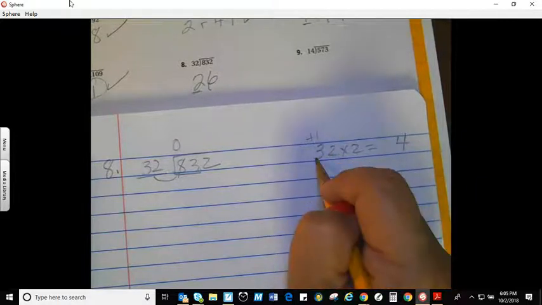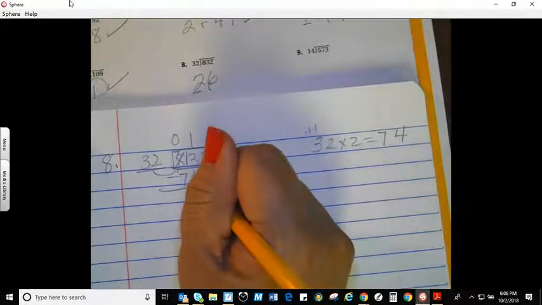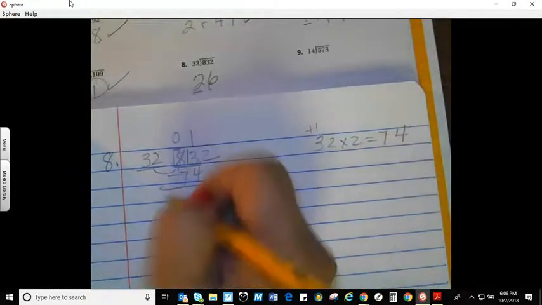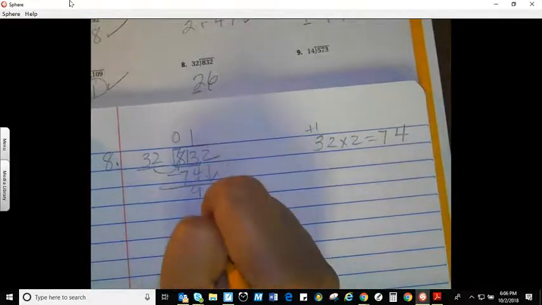32 does not go into 8 0 times, but it does go into 83, and we said it would be 2 times, so 32 times 2. 2 times 2 equals 4. Regroup my 1. 2 times 3 equals 6 plus 1 is 7, so that is going to be correct. I need to regroup 8, 7, bring down my 1, 13 minus 4, that's 9. I'm going to bring down my 2, and then I said that it would be 6.